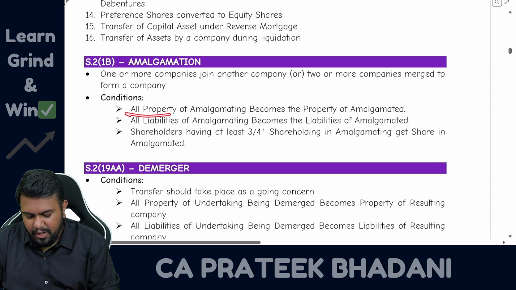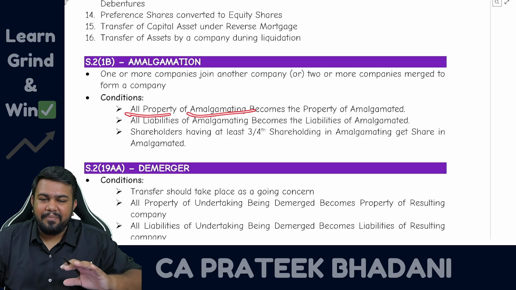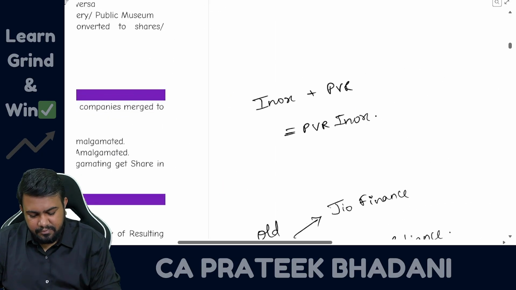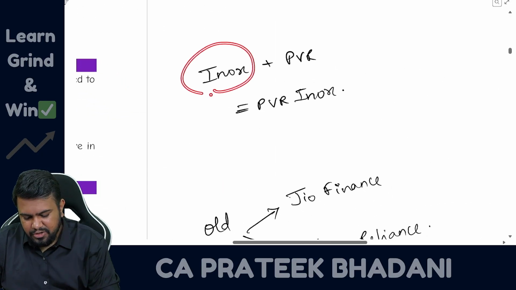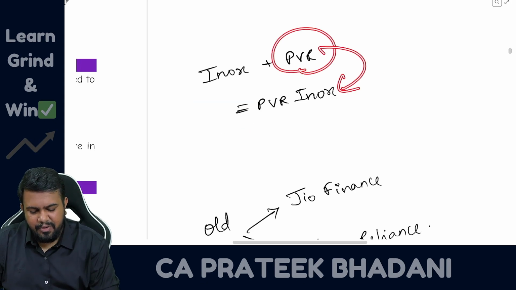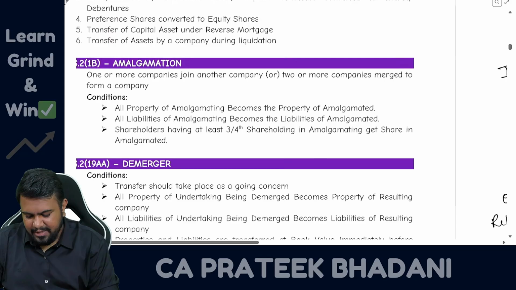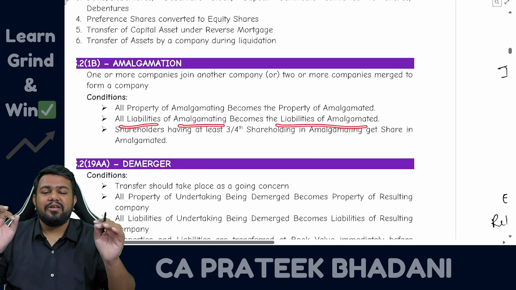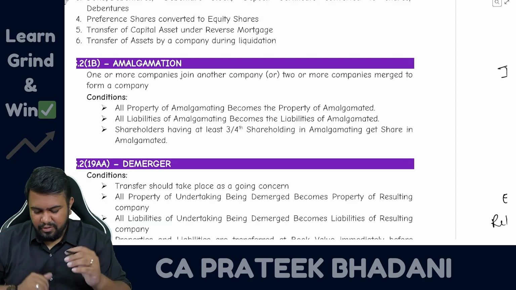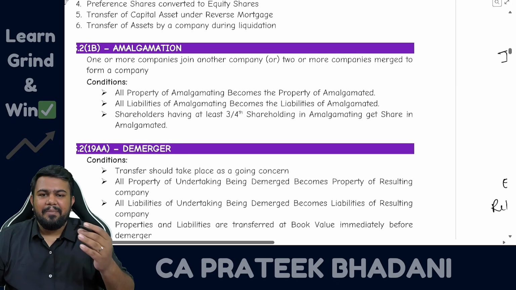Number one, all the property of the amalgamating company should become the property of the amalgamated company. So here all the property of Inox should become property of PVR Inox. All the property of PVR also should become property of PVR Inox. Similarly, all the liabilities of the amalgamating company should become the liability of the amalgamated company. So all liability also should be transferred.